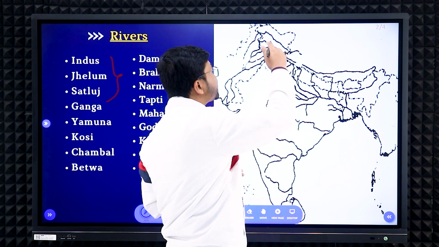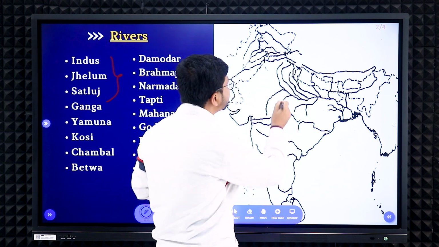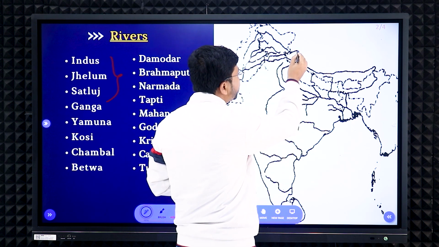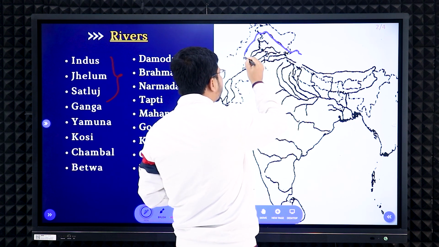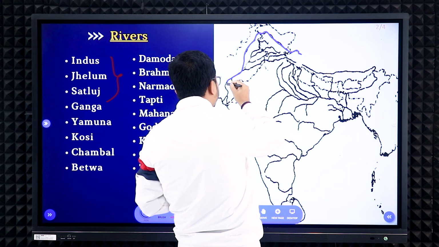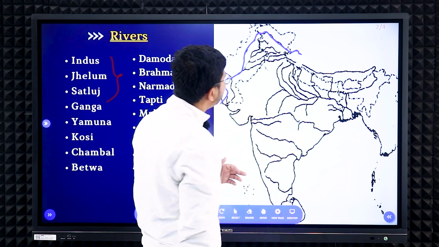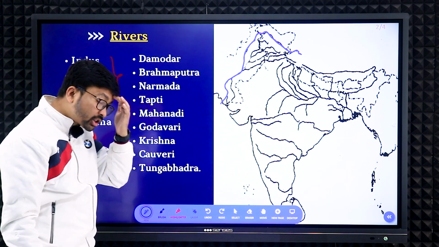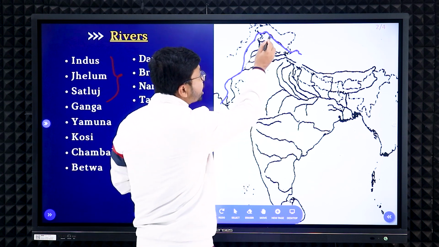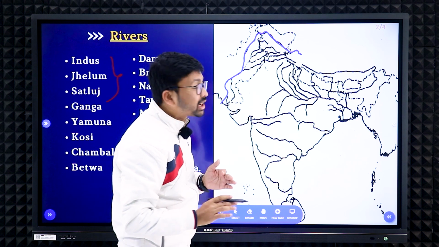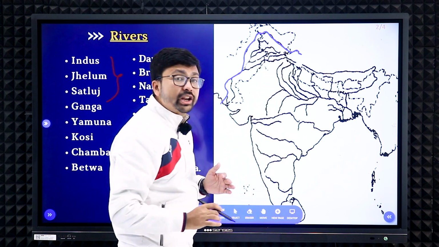So let's start with the Indus river. Remember, that is the northernmost line. You need to start from here, and you have to go, and then it will come down. You have to enter Pakistan also, and you need to mark it till the end. But one more thing: where you need to write Indus, you need to label it. Labeling should be on the Indian part. Am I clear?